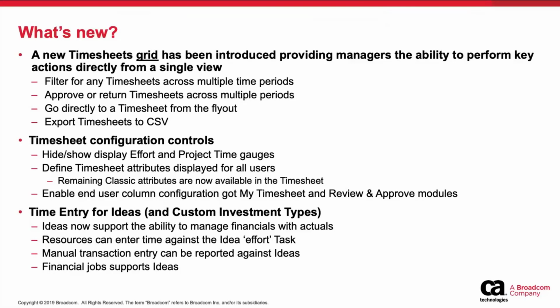The second item of interest here is some additional timesheet configuration controls. They really fall into 3 buckets. One is hiding and showing these gauges that are presented to users on the timesheet and on My Timesheet. So the effort and project time gauges can be hidden or shown. The second piece that's very interesting for our user community is to be able to define additional timesheet attributes and make those available to the users within the My Timesheet and/or Review and Approve pages.